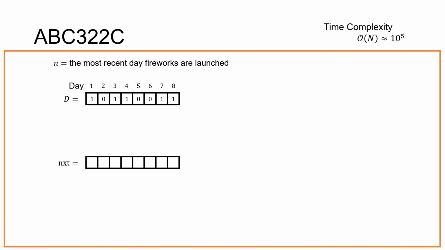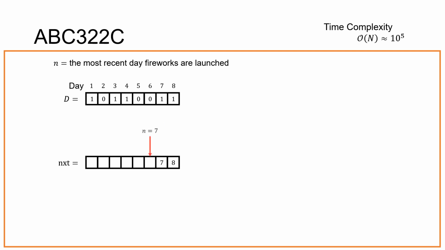We define a new variable n as the most recent day fireworks are launched. Then we look at day 8. We have fireworks on day 8, so let n be 8 and substitute n by next of 8. Then we look at day 7. We have fireworks on day 7 again, so let n be 7 and substitute n by next of 7.